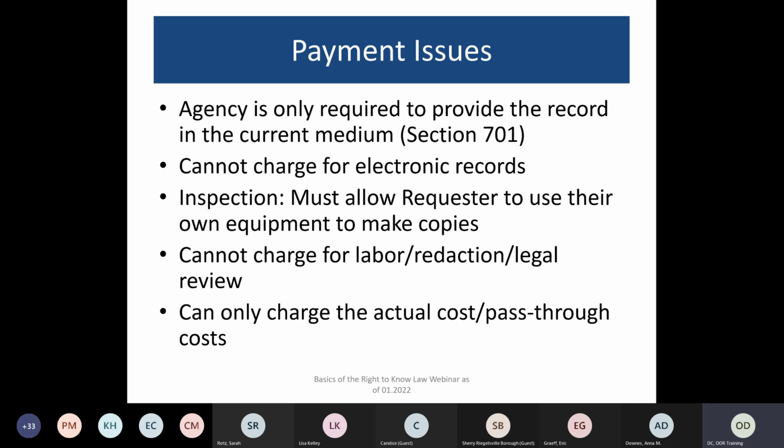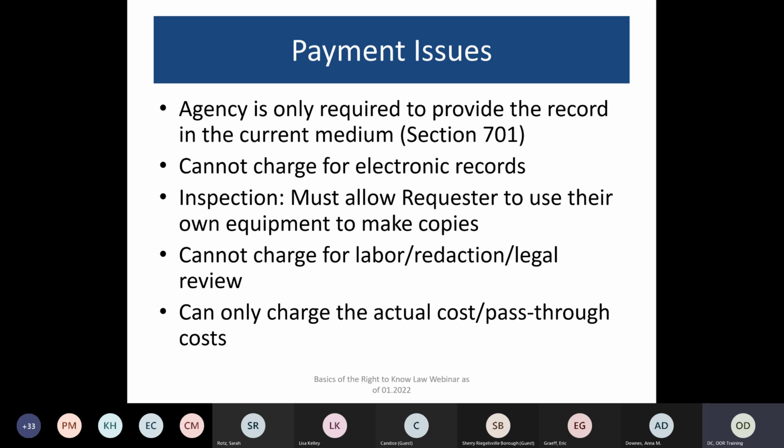Now, let's say someone requests to inspect records. Under the right to know law, you can request copies, or you can request to actually come in and inspect the record. If they do so, first offhand, the agency's in the driver's seat.